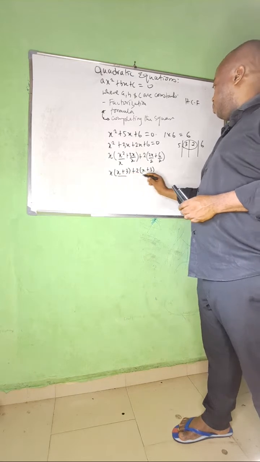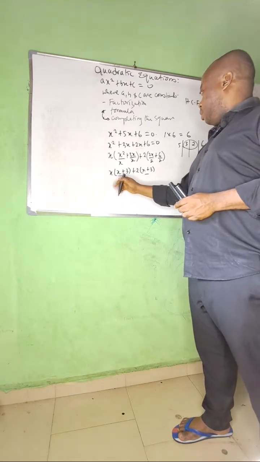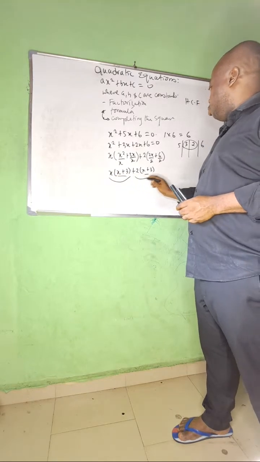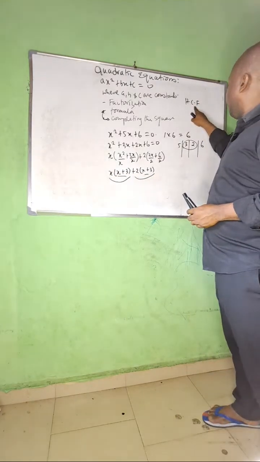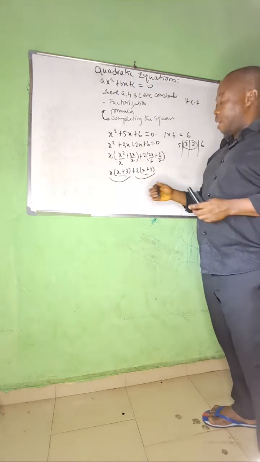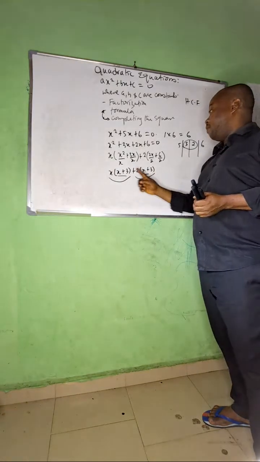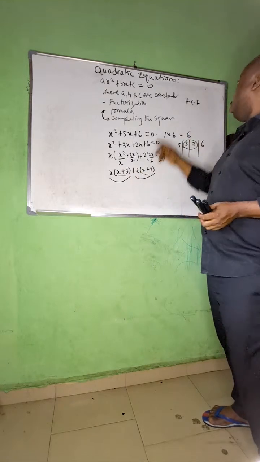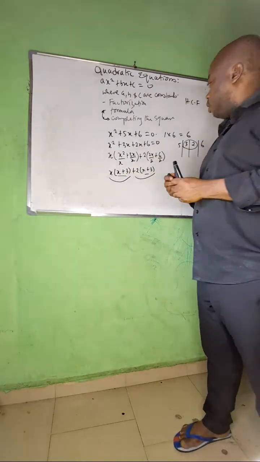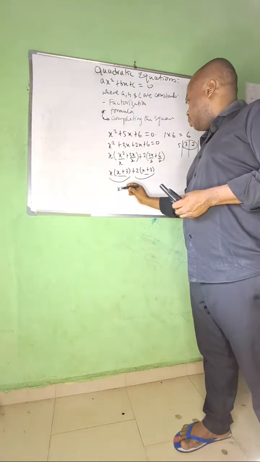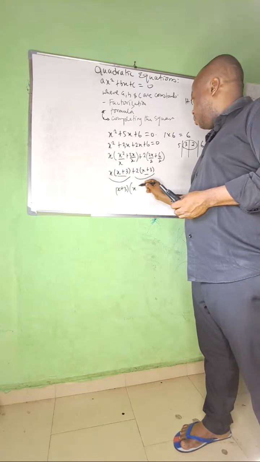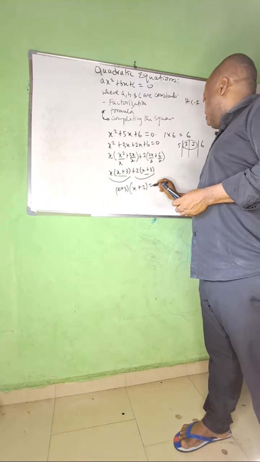You see, x plus 3 is common. These are two terms, term 1 and term 2, and they have a common factor. The biggest term that can divide both, the highest common factor or greatest common factor, is x plus 3. So you bring it out, and you have x plus 3 times x plus 2 equals 0.